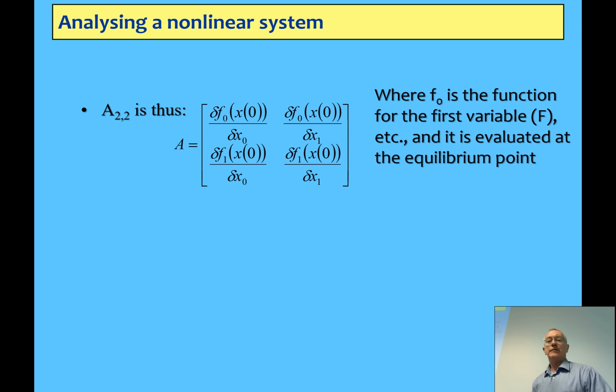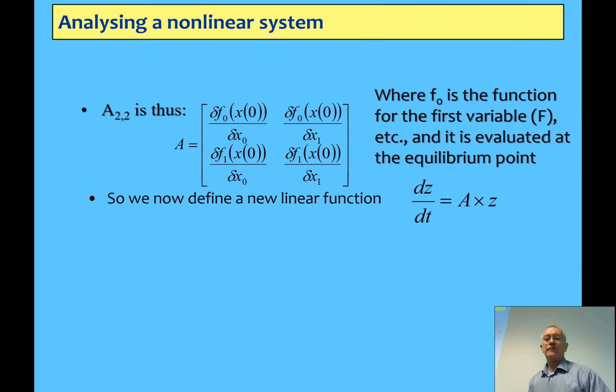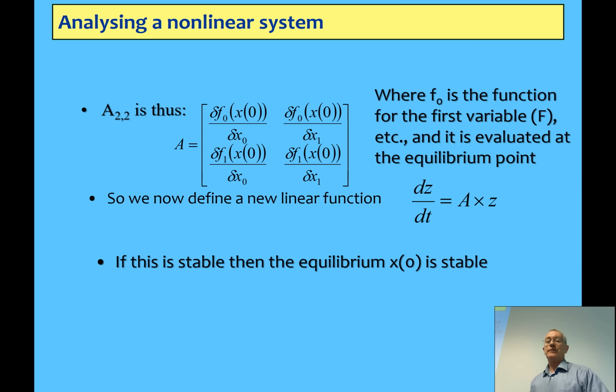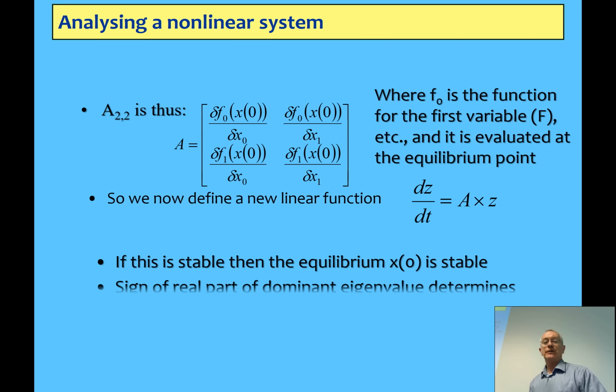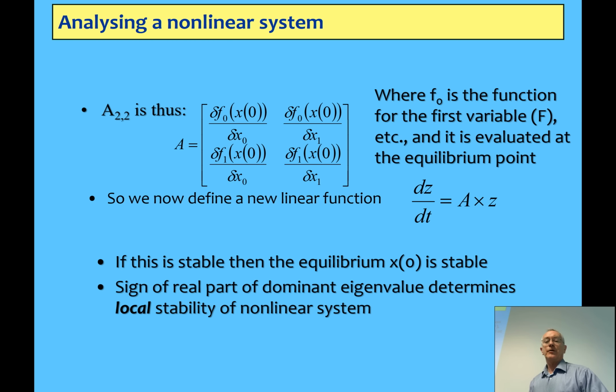So what you get is the matrix is going to be the partial differential of the function for fish here, divided by the fish numbers. This is going to be the function for fish divided by the shark, differentiated with respect to the sharks, etc., etc. I should be using a partial term, though. Again, I didn't get a chance to fix that up. So you now have a new linear function like this, and if that's stable, then you know that the nonlinear system itself is stable. And that depends upon the sign of the real part of the dominant eigenvalue. And now, well, that's all.